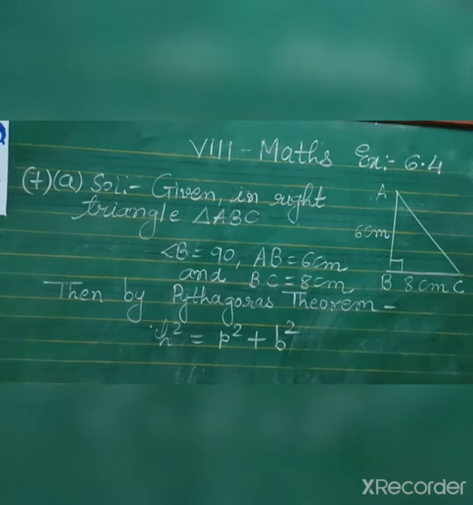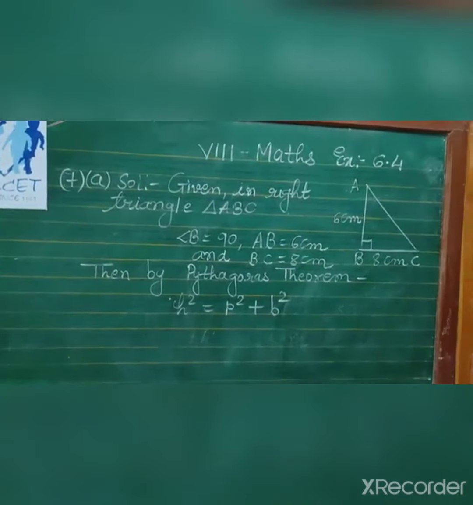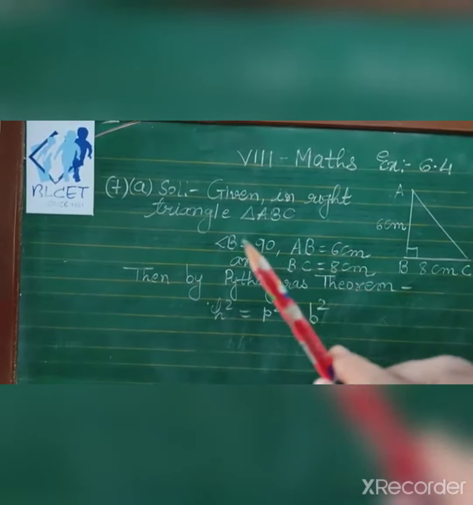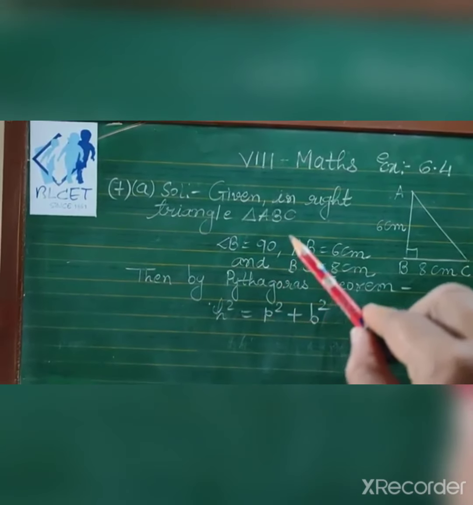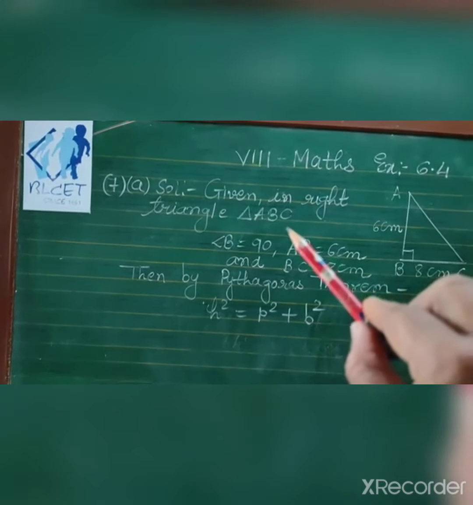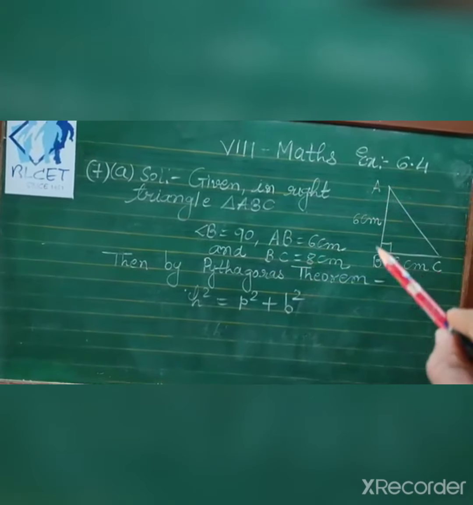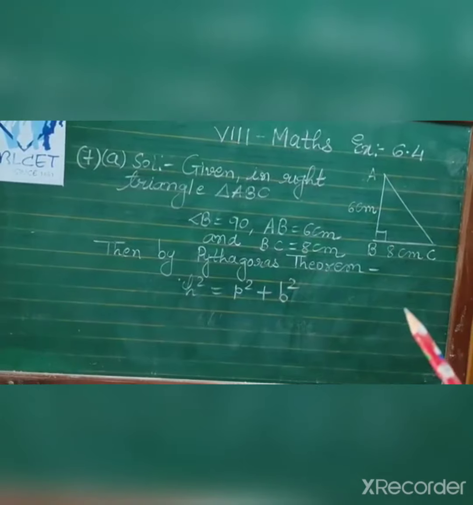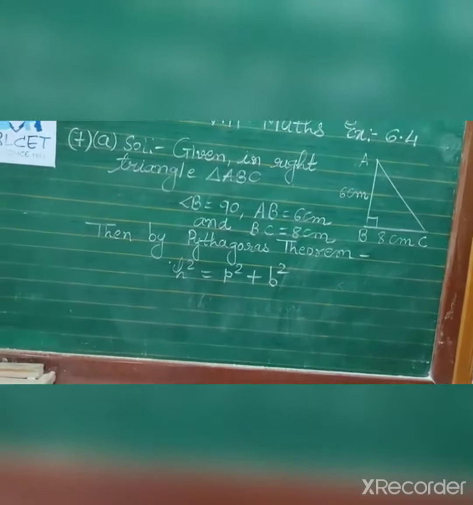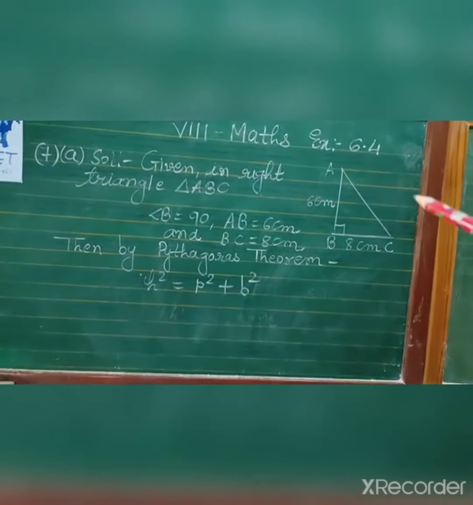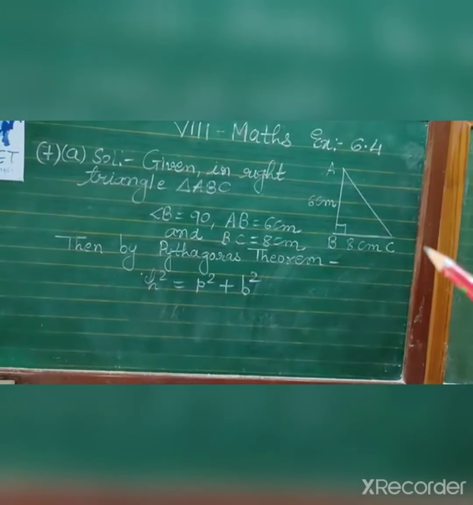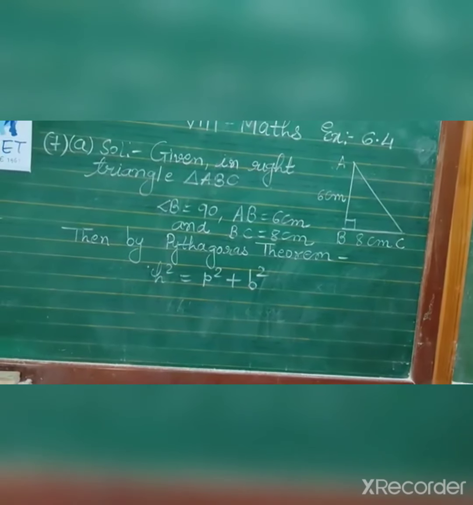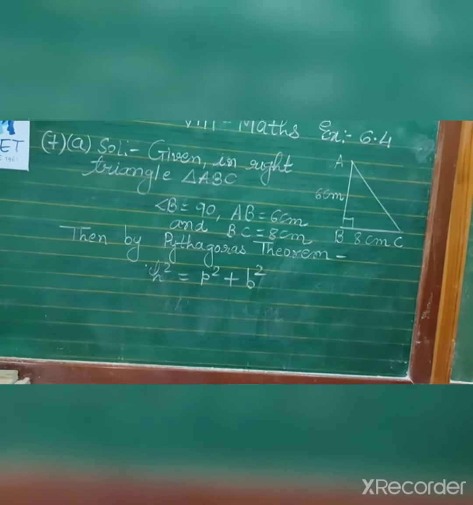So we can use the Pythagoras theorem here. First you will write the given: in right triangle ABC, angle B equals 90 degrees. I forgot to put the degree sign here. You will put the degree sign here. Okay. AB equals 6 centimeters, BC equals 8 centimeters. Then by the Pythagoras theorem, what happens? Hypotenuse square is equal to the sum of the square of perpendicular and the square of base.